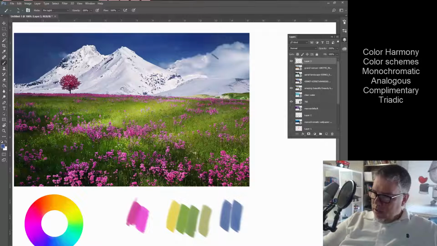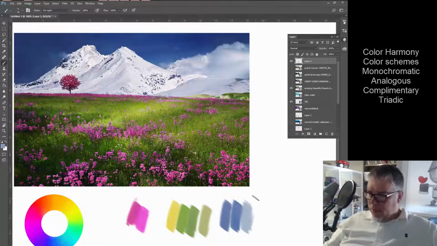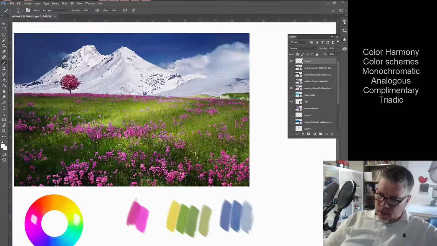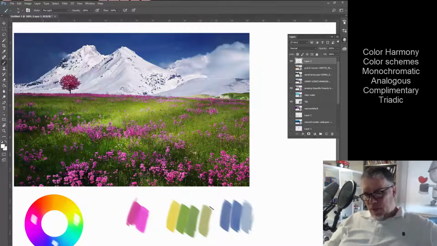So this is a complementary color scheme. Let's look at the places on the color wheel where we're hitting. We're hitting in the pinks, in the yellows and the greens, and we're also hitting the blues. So that's basically what's going to give you that complementary color scheme.